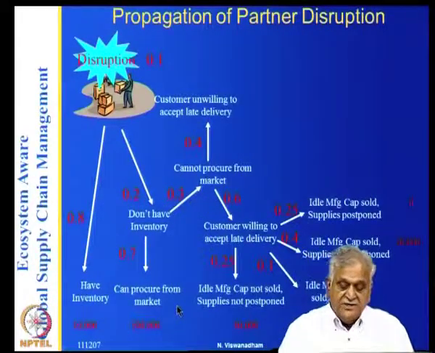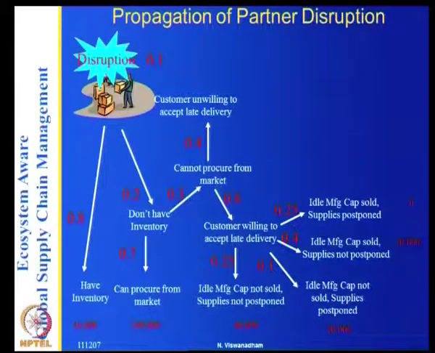If the customer is willing to take the delivery, then there are two cases: idle manufacturing capacity sold or not sold, and suppliers postponed or not postponed. What happens is, if the customer is willing to accept late delivery, then you are okay as far as this particular supply is concerned. But you have scheduled the production of this product on your manufacturing line, thinking that everything goes okay. Your supply chain planning and ERP systems will tell you this product is to be made during this particular time, 14th, 15th of this month. What do you do with that capacity?